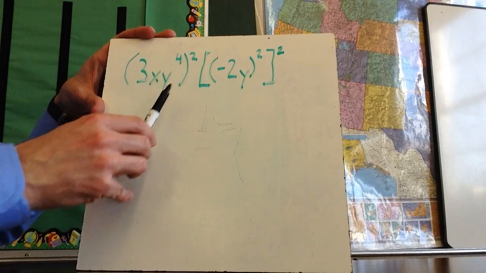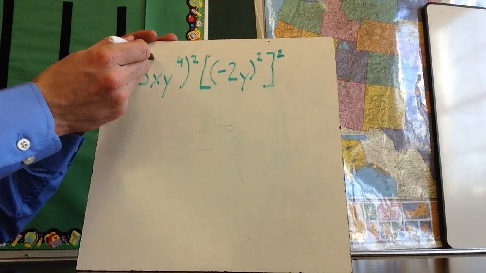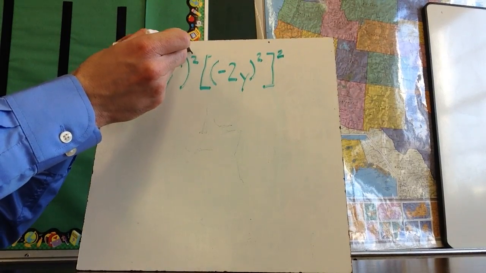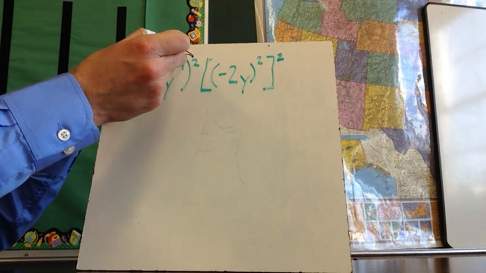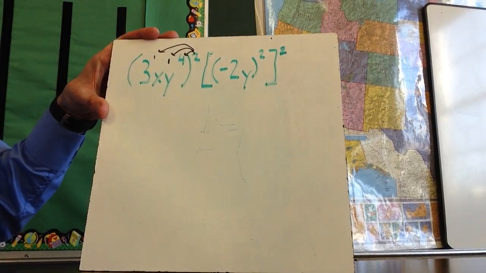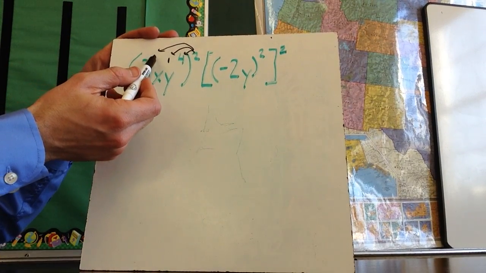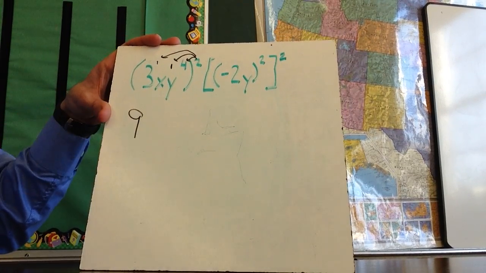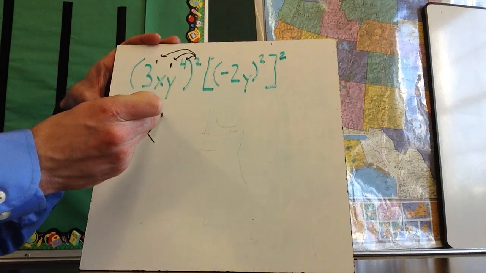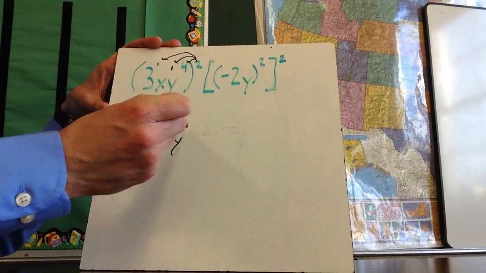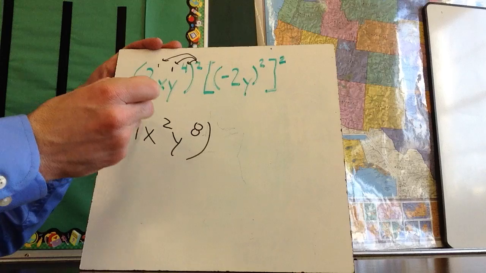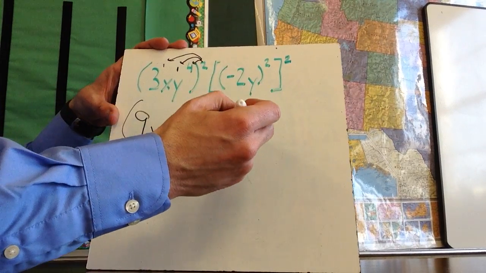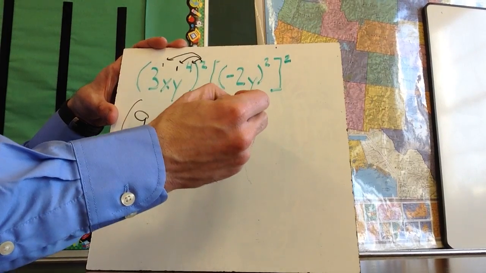3xy to the 4th squared. Now keep in mind that there is a 1 here and a 1 here. So I'm essentially going to multiply this to each of these. So 3 to the, this is a 1, 1 times 2 is 2, so this is 3 squared, which is the same as 9. This is x squared, and then this is y to the 8th. All right, that's all that. So dealt with that. Now dealing with inside the brackets first, and then we'll deal with outside the brackets.